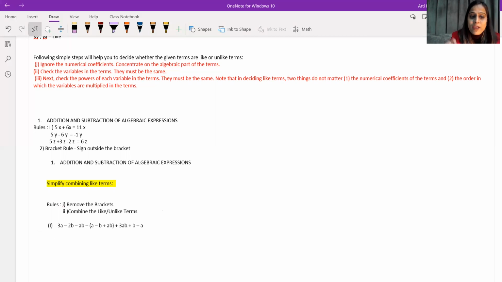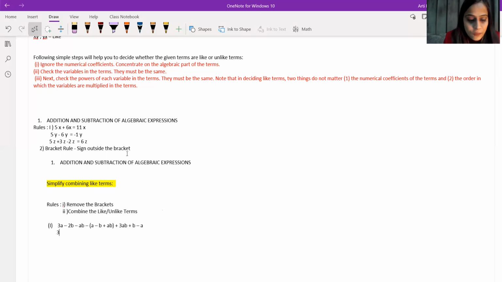In order to simplify any algebraic expression, we need to follow certain steps. The first step, or we can say rule, is remove the brackets. If we have any bracket in the expression, I need to open the bracket first. So how to open the bracket? I already told you the rule of the bracket. Look at the sign outside the bracket. If a minus sign is there, all the signs will get changed. If a plus sign is there outside the bracket, nothing will change. The terms inside the bracket will come out as they are with their original sign.